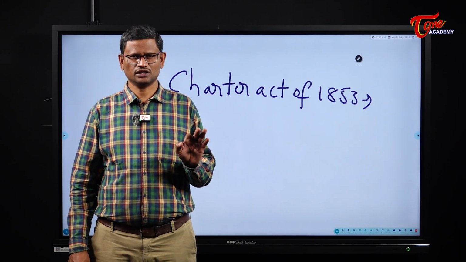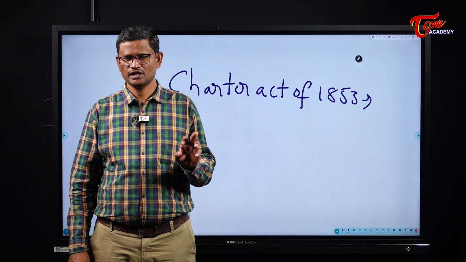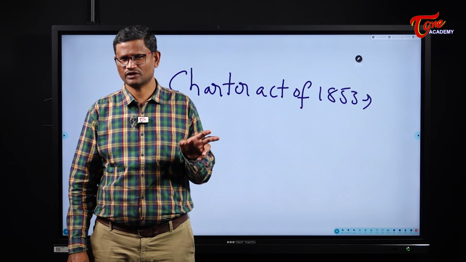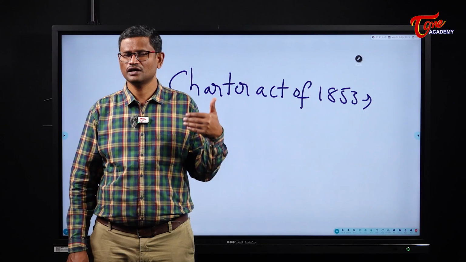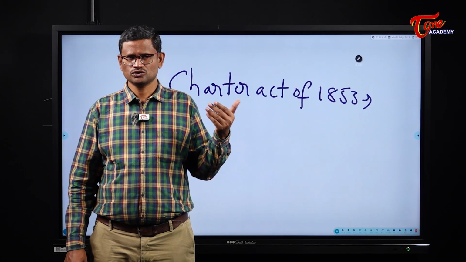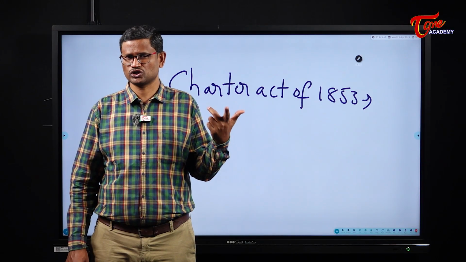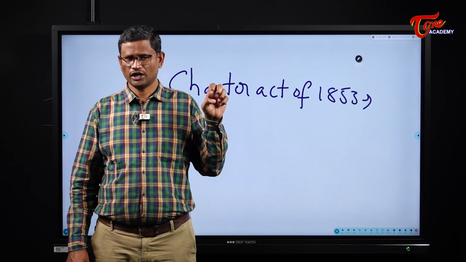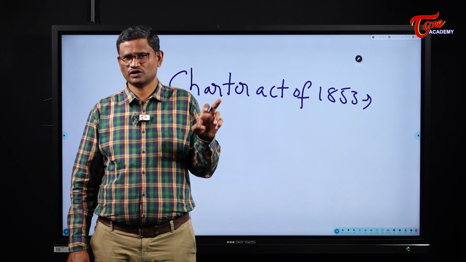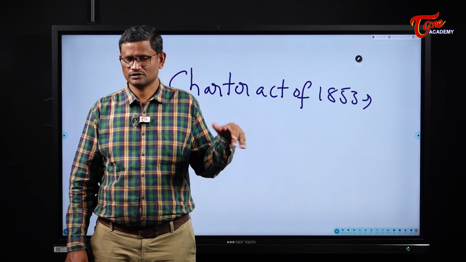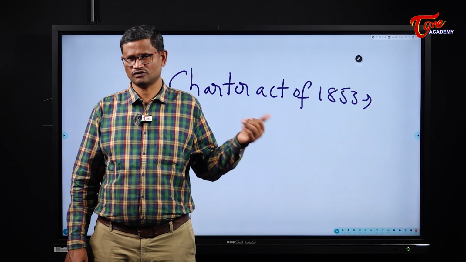In 1853, under the Charter Act of 1853, a separate body was created for the purpose of lawmaking. This is called Legislative Council. So, a Legislative Council was newly created and carved out of the Executive Council. From now onwards, executive functions and legislative functions were demarcated. So, that is the importance of Charter Act of 1853.